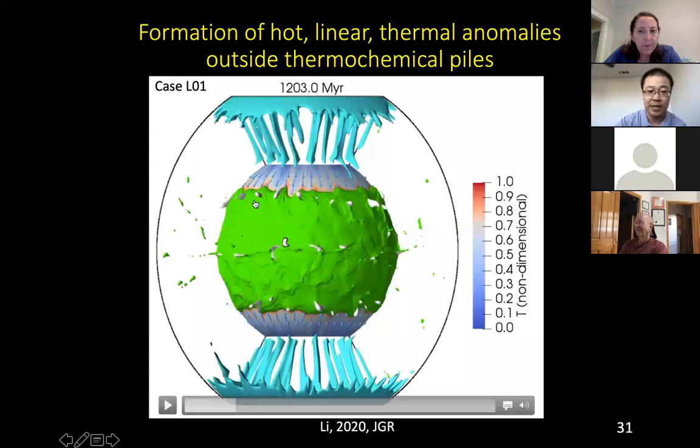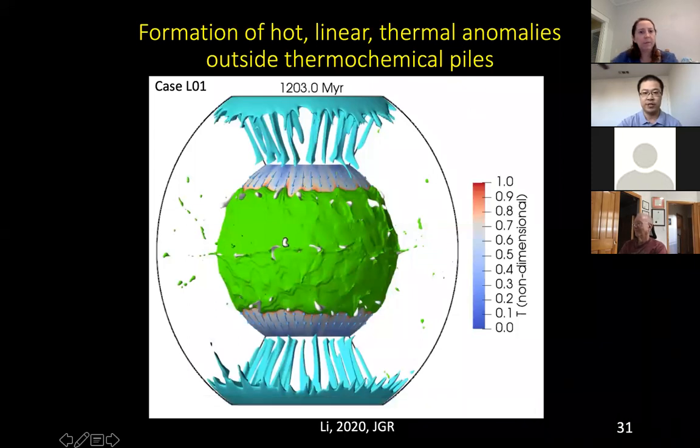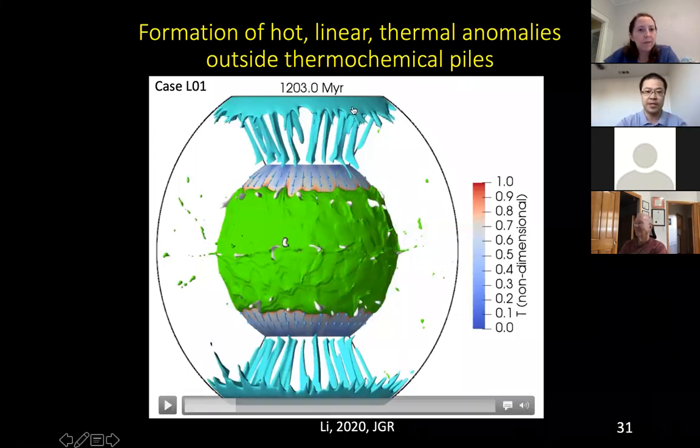And the gray color shows the locations of mantle plumes. You can see most of these mantle plumes form at the edges of the thermochemical pile, but some mantle plumes form in the center of the thermochemical pile. And at the north and south boundary, the cyan contour shows the locations of the cold dome whirlings, and the cold dome whirlings sinking from the top surface to near the core-mantle boundary.